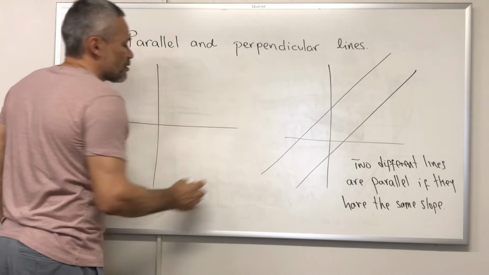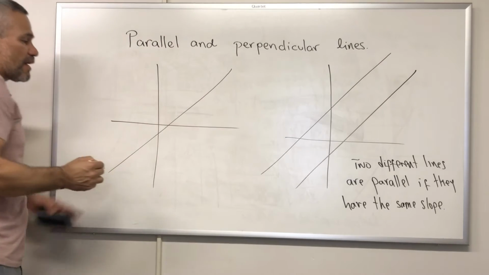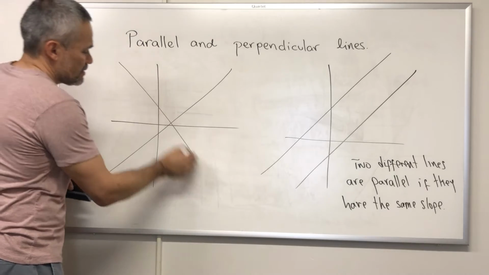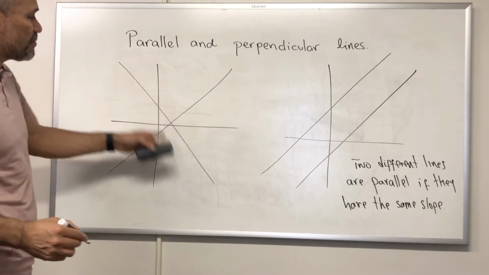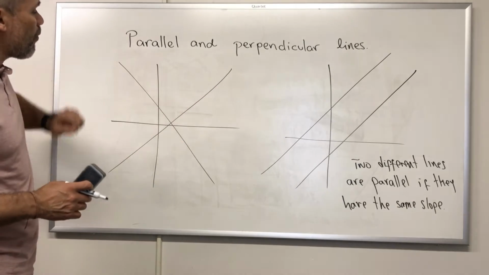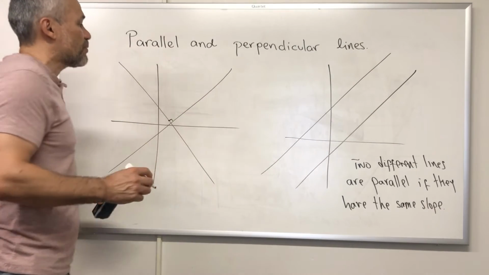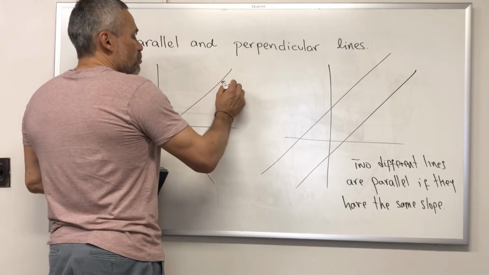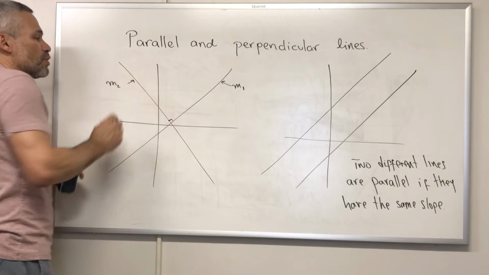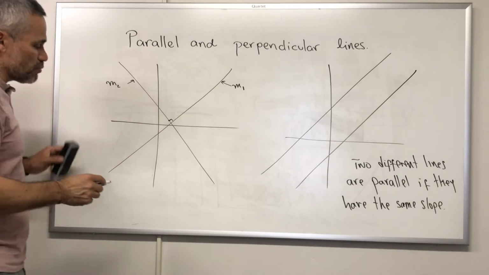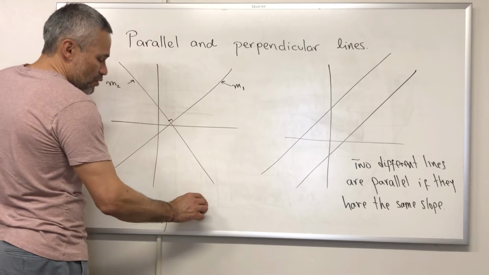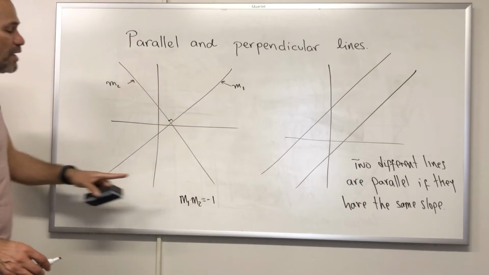To decide if two lines are perpendicular, we notice that if one line is like that, then the other line must be like this. If one line is increasing, the other line must be decreasing. That means that if the slope of one line is positive, the slope of the other line should be negative. And to be precise, if this line has a slope m1 and this one has a slope m2, then the relation between the two slopes is the following. m1 times m2 must be equal to -1.